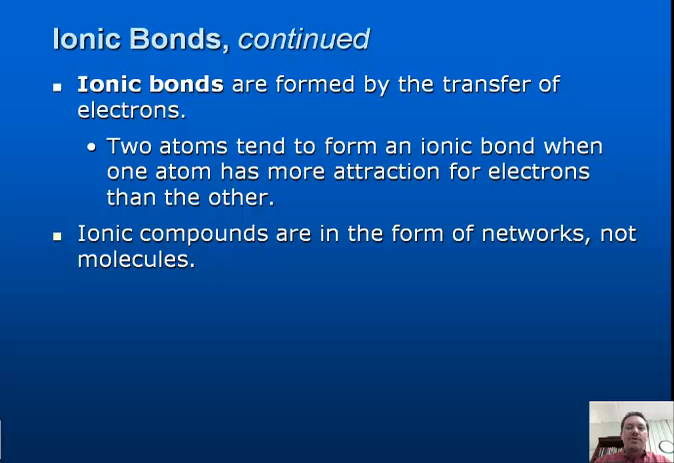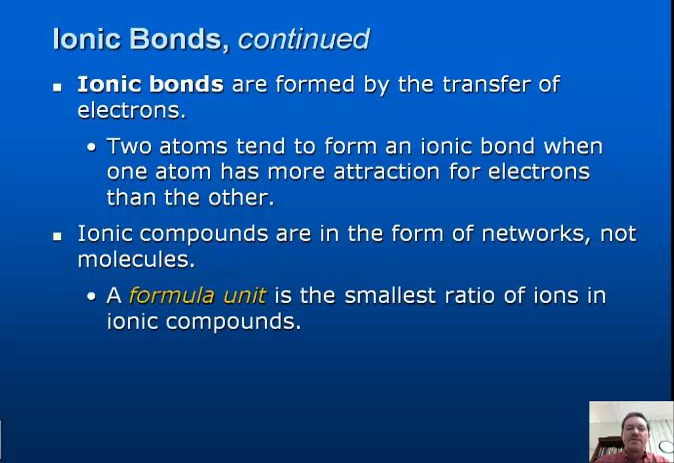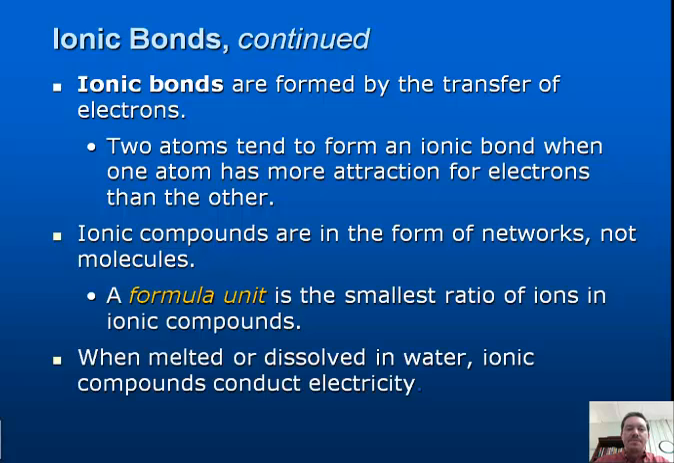Ionic compounds are in the form of networks, not molecules, so they take on this very structured, very fixed appearance. That's why we tend to find them as solids at room temperature. A formula unit is the smallest ratio of ions in an ionic compound. And when melted or dissolved in water, ionic compounds conduct electricity.